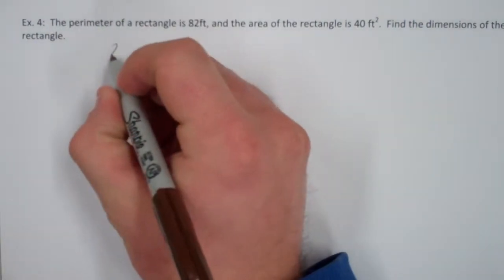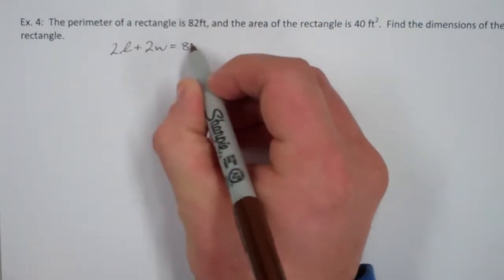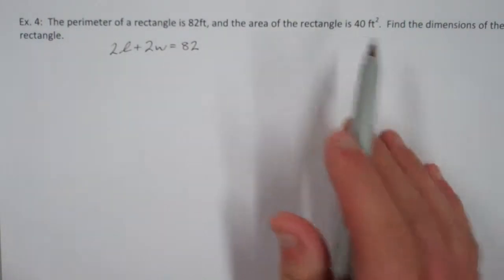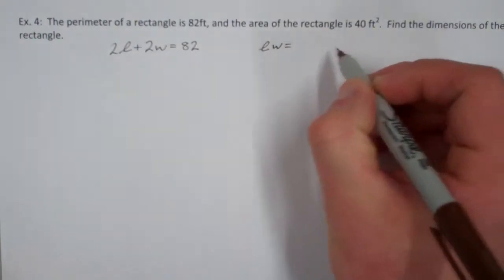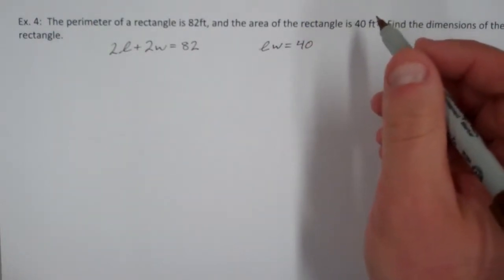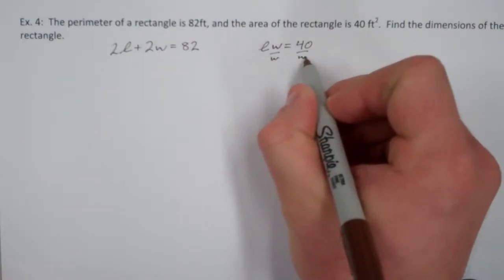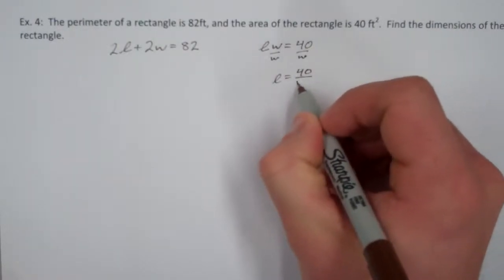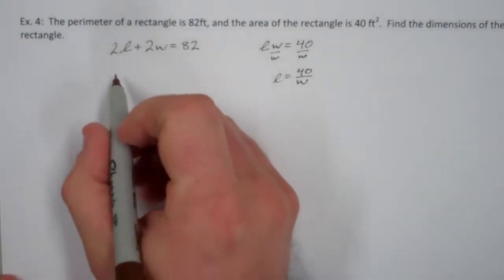Okay, so we know that 2L plus 2W would have to equal 82, and that's all the way around, and of course this will be in feet. We also know that the area of the rectangle is 40 feet squared, so L times W is equal to 40. There's lots of different ways to solve this. I think what might be easy though is maybe just dividing by W here, and we'll get L to be 40 over W. If we substitute that in here for L, here's what's going to happen.